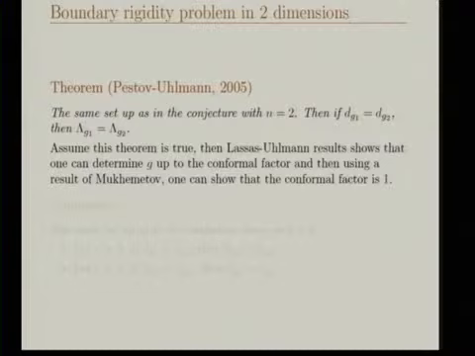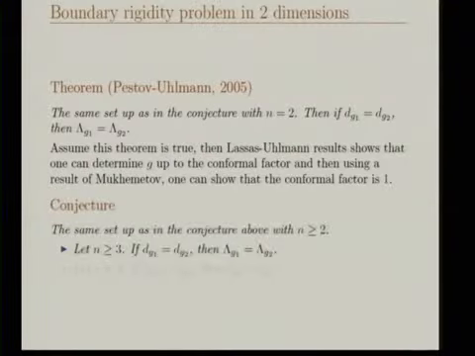Okay, so now what is the conjecture? Well, maybe the boundary rigidity problem is too hard, but maybe we can still attempt other problems related to this. So let me state a couple of conjectures. One is the same as here. Everything is as in the previous setup, and what they show is only in the case of 2 dimensions: if n is equal to 2, then dg1 equals dg2 implies lambda g1 equals lambda g2.